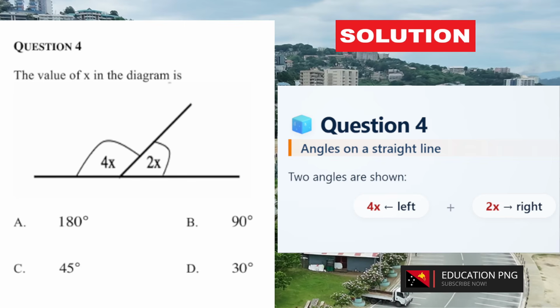Let us begin. We have a straight line and two angles sitting on it. The left angle is given as 4x and the right angle is given as 2x. Our job is to find the value of x.